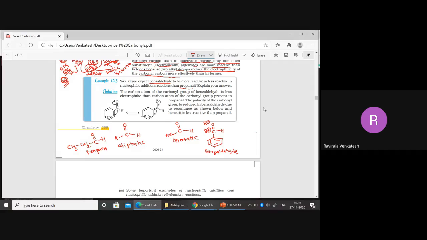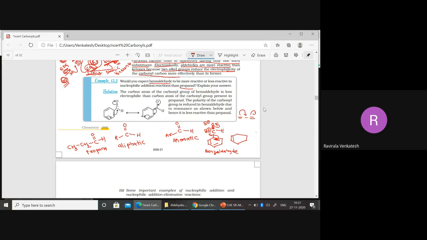Now this pi bond and this pi bond are alternate, correct or not? They are in conjugation. Whenever double bonds are alternate like that, they undergo resonance like this. The pi bonds are in conjugation, therefore they undergo resonance. So here, this bond will be shifted here and this bond will be shifted. Because of this, what is happening here?